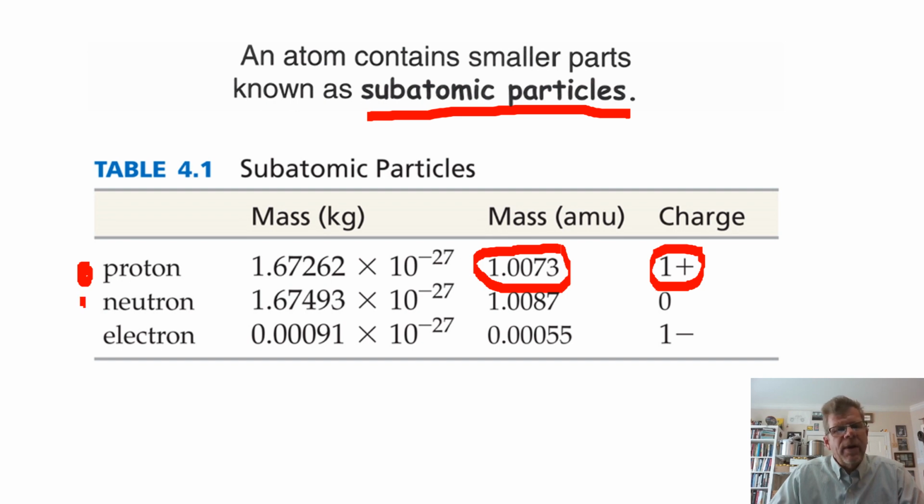The next subatomic particle is known as the neutron. The neutron is a subatomic particle within an atom. It weighs almost exactly the same as a proton, about 1 atomic mass unit, and it has no charge, 0. So it's not positive, it's not negative, it does not carry an electric charge. The last one, an electron.